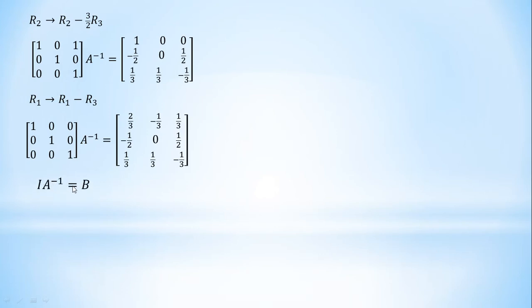So I into A inverse is equal to the new matrix we get on the right hand side, and I into A inverse is A inverse, so A inverse is equal to B.